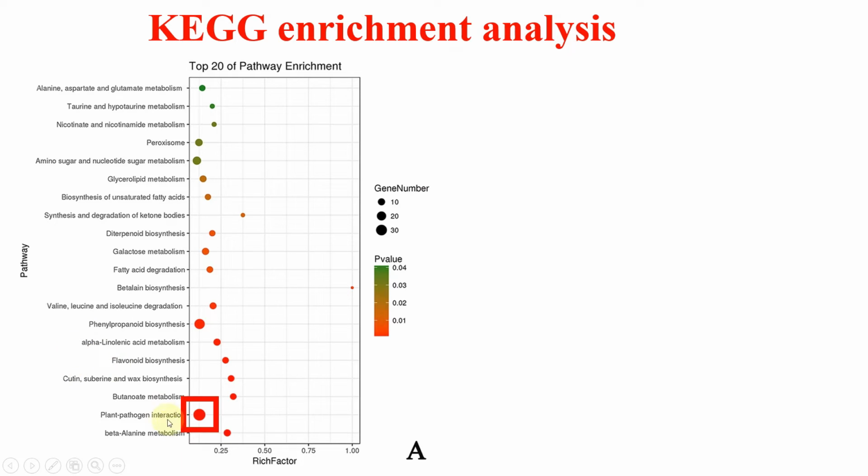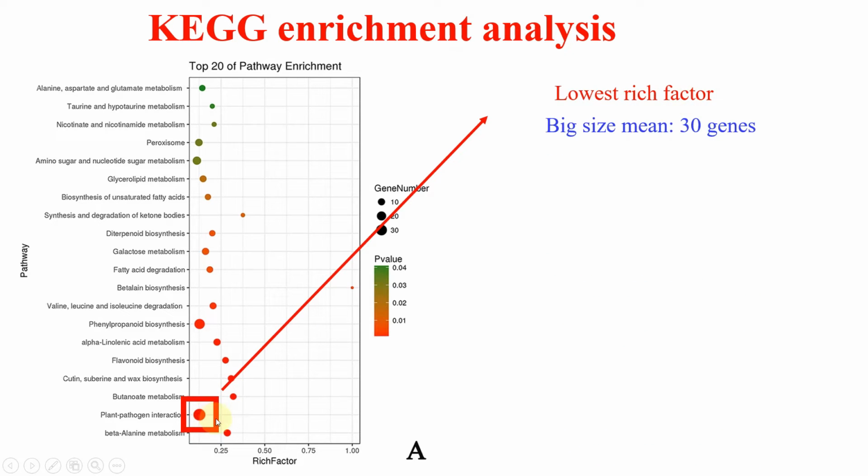Here you can see another bubble which shows a big size but a low enrichment factor. So what can we interpret from this bubble? It is showing the lowest rich factor, because you can see here this was showing the highest rich factor, but this one is more close to the zero, so it is showing the lowest rich factor. So what does this mean? The other thing is its size. You can see the size is relatively the biggest compared to the other bubbles. You can correspond this size with this palette. So almost 30 genes belong to this pathway, which is the plant pathogen interaction pathway.